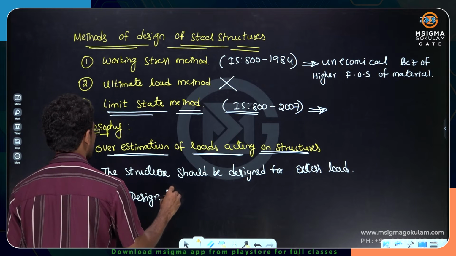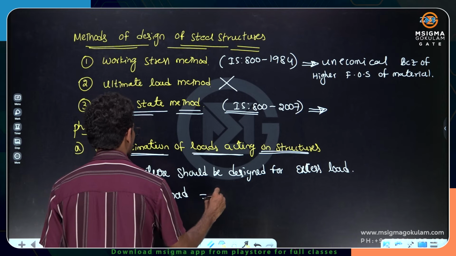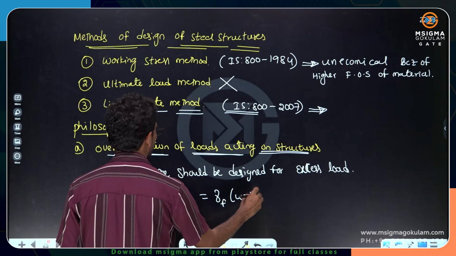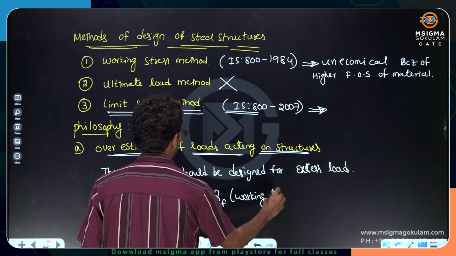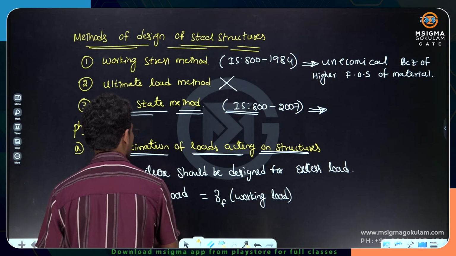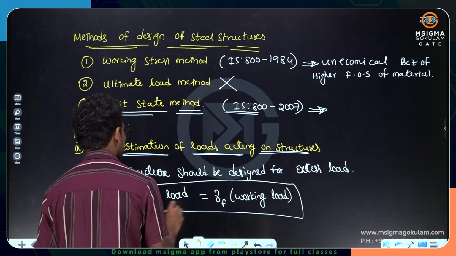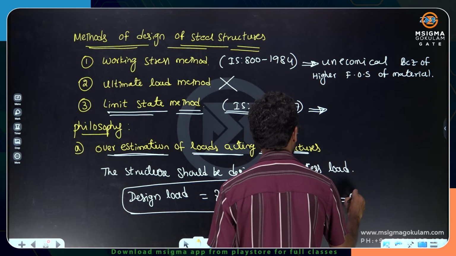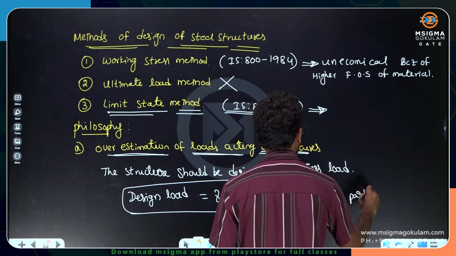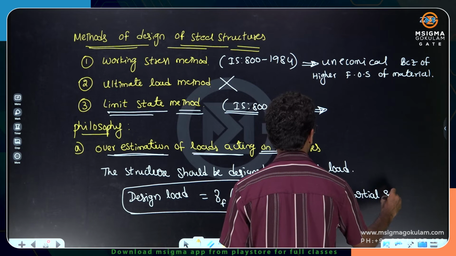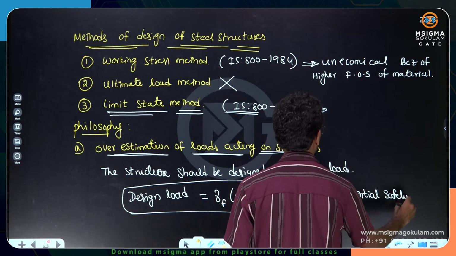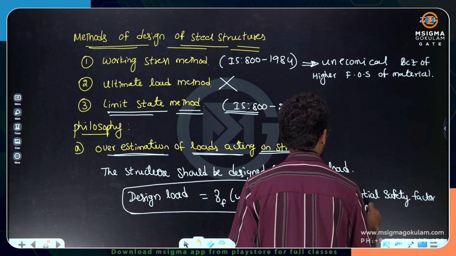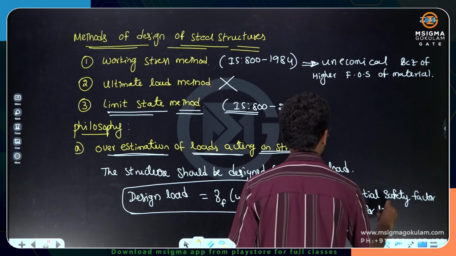So, what is the design load? When I say design load, it is gamma F times working load. This is the philosophy we are following. Design load is equal to gamma F times the working load. What is gamma F? Gamma F is the partial safety factor for loads.